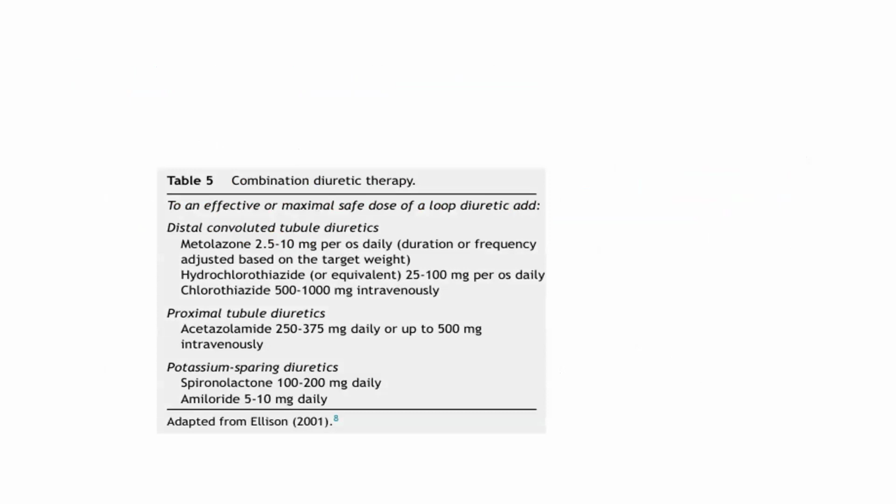Now, which diuretics can we use in combination? We can use diuretics acting on the distal convoluted tubule, like metolazone, which we can use in a dose of 2.5 to 10 mg orally. Then hydrochlorothiazide in a dose of 25 to 100 mg. Then chlorothiazide 500 to 1000 mg intravenously. Then diuretics acting on the proximal tubule, that is acetazolamide, and potassium-sparing diuretics like spironolactone and amiloride.